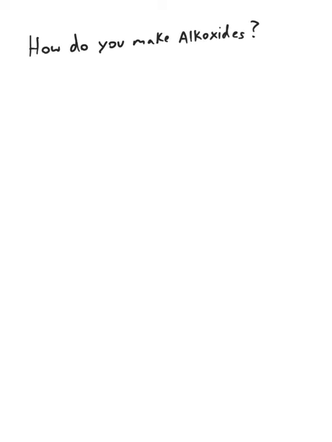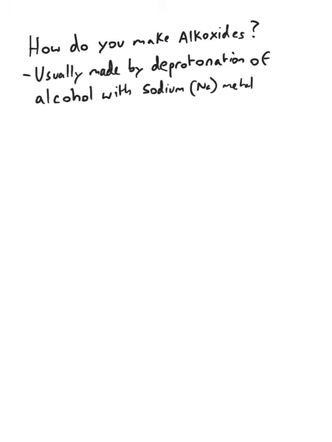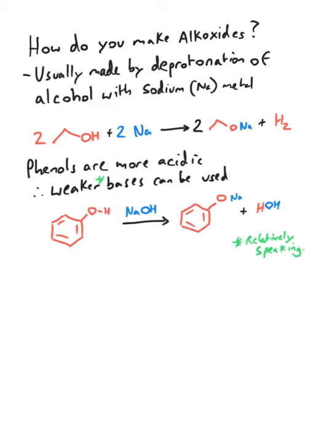So how do you make alkoxides? Well, we obviously have to deprotonate an alcohol. Usually this is achieved by using sodium metal. If we mix the alcohol with sodium metal, we end up with the sodium alkoxide salt and hydrogen gas bubbling off. This is a very clean reaction. Phenols are more acidic, therefore we do not need to use sodium. As it's a strong base, we can use something milder, such as sodium hydroxide.